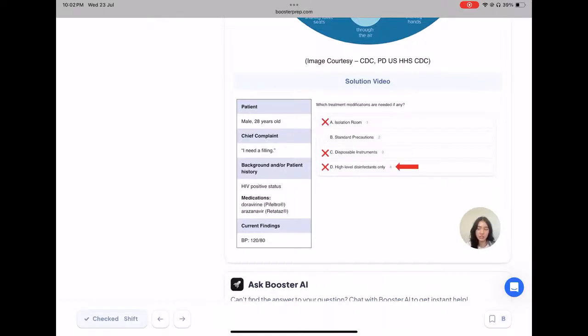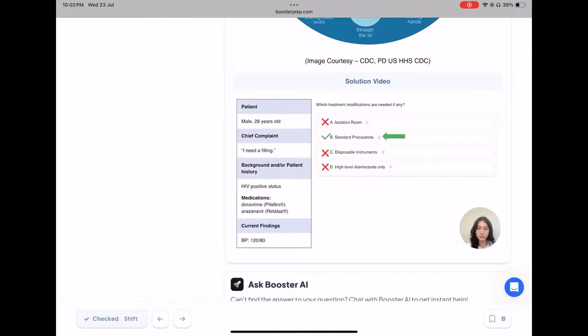Option D reads high-level disinfectants only, and this answer is incorrect, as a disinfectant should be used only for those items that pose the least risk of transmission. So, for example, in non-critical patient care items, and this involves tools that only come into contact with intact skin, such as blood pressure cuffs or the radiographic head. And this is because disinfectants will kill viruses and bacteria on surfaces, but it does not destroy all microbial forms. For example, it does not kill bacterial spores, while sterilization does. So this is why we can't use high-level disinfectants only when treating this patient with HIV, or any patient for that matter.